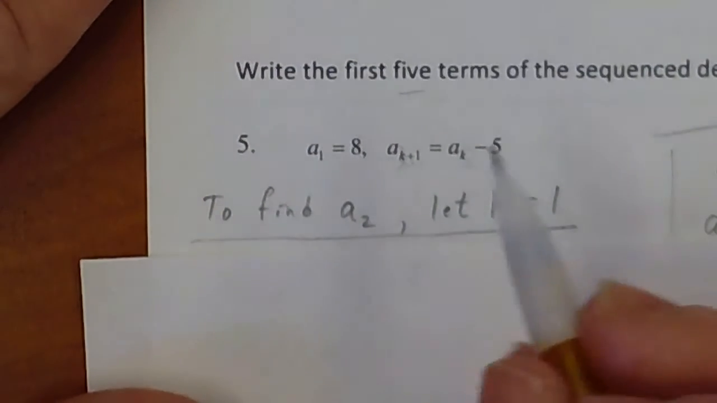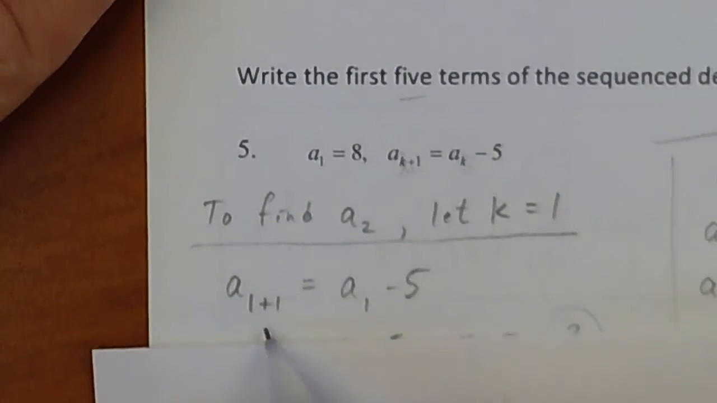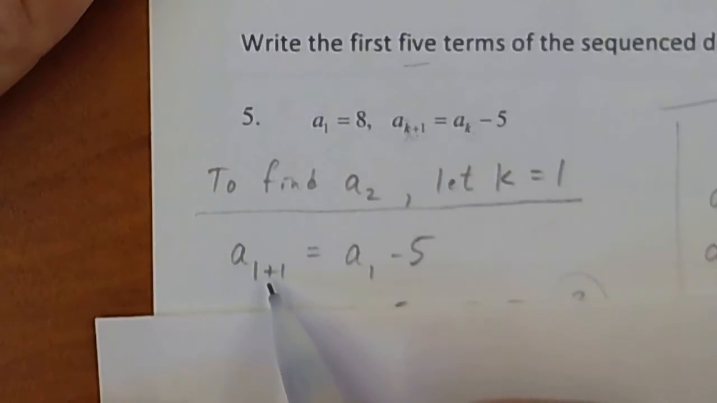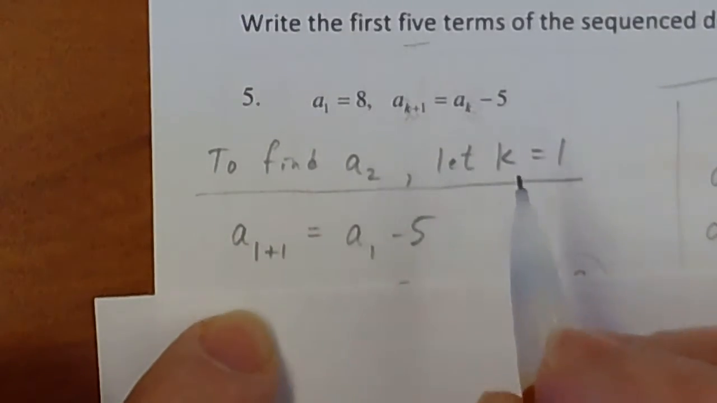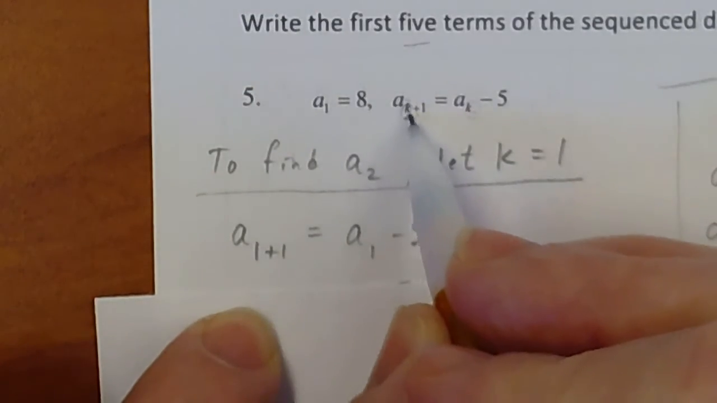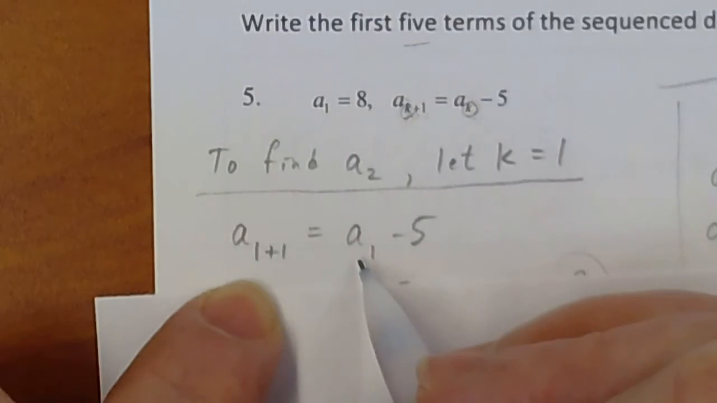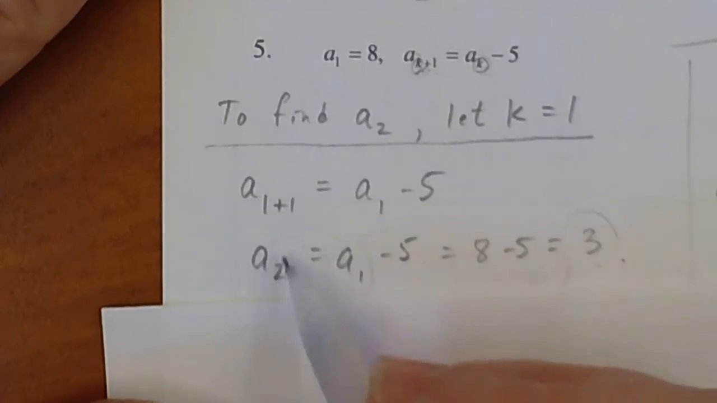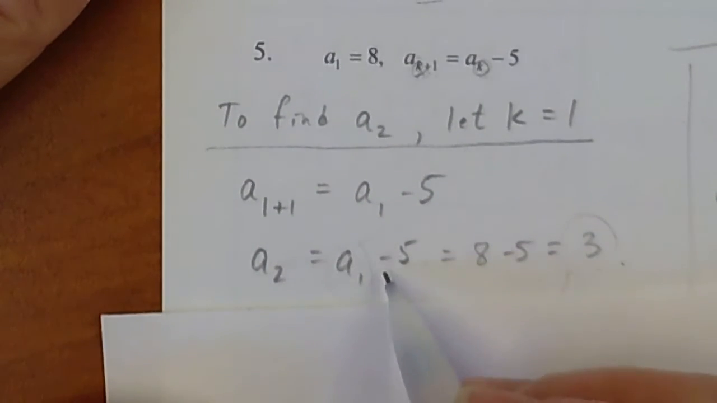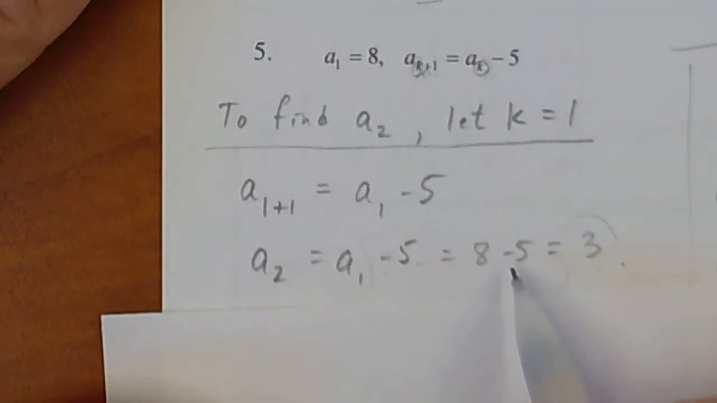And what that does now is right here I'll have 1 plus 1, which is going to be a2. Okay, so all I'm doing on this first step is strictly putting 1 here and here. That's it. And that's a2. So now I have a way to find a2. I use a1, subtract 5. And a1 was given. So 8 minus 5 is 3.